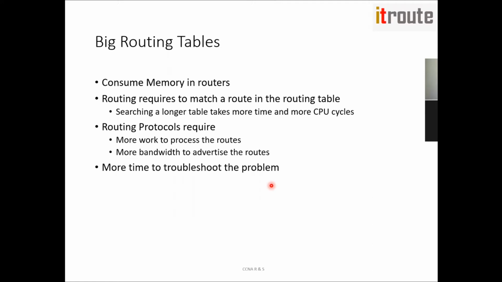Some context: we actually require this, and a smaller routing table has a lot of benefits, which we're going to talk about now. If we have a big routing table, it consumes memory in the routers. Routing requires matching a route in the routing table, and searching a longer table takes more time and more CPU cycles. Routing protocols require more work to process the routes, more bandwidth to advertise the routes, and more time to troubleshoot problems.